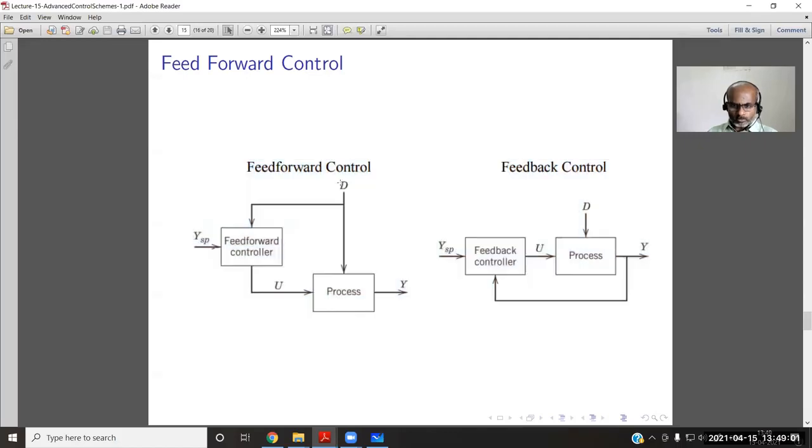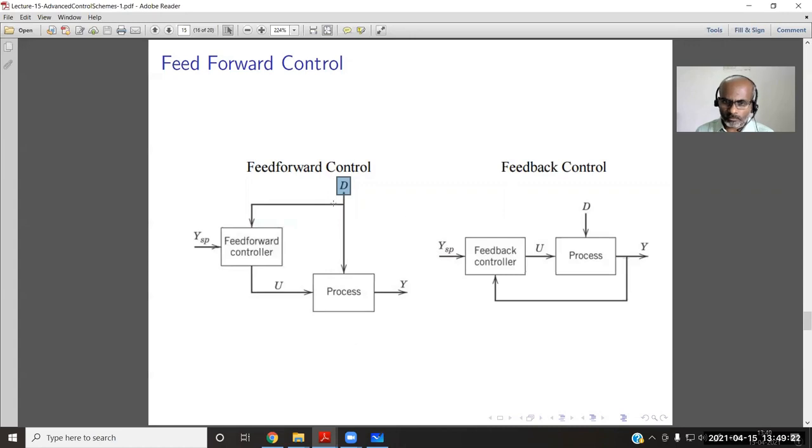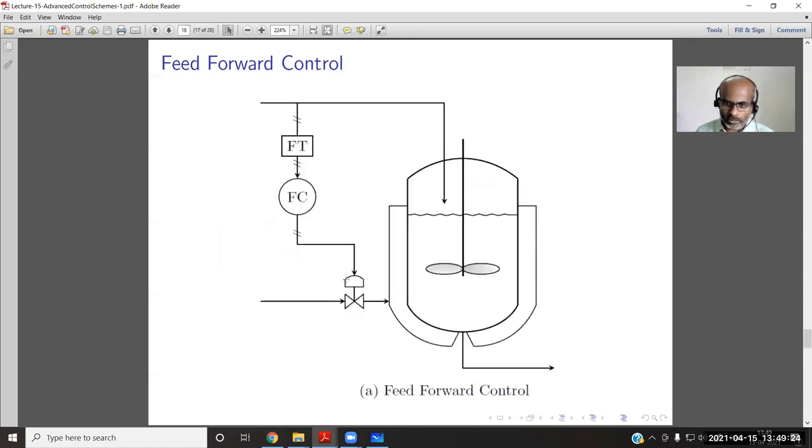So how does the D affect the Y? That is already known. This works only for some simpler systems, where you know the relation between D and the process, which can be controlled with feed forward. So normally we'll have a combination of feed forward and feedback. We will come to that shortly.